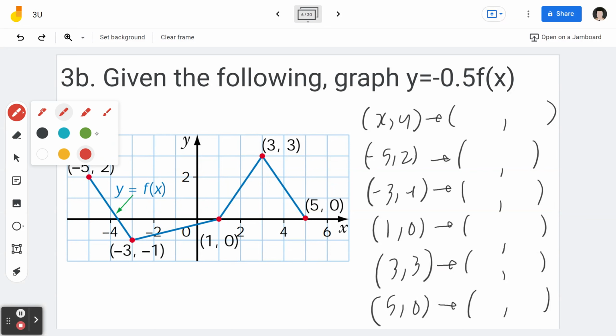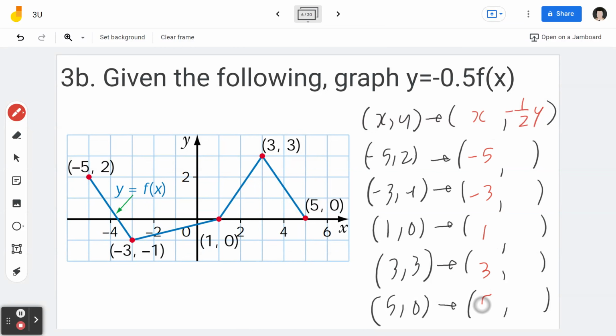Let me grab a different color. This negative sign in words in a sentence means reflection, or reflected with respect to the x-axis. So that means you have negative y. Look at the 0.5. Again, in a sentence, that's a vertical compression by a factor of half, or you put a half in front of y. So notice x doesn't change. So I'm going to copy negative 5, negative 3, 1, 3, and 5. Those are the same points.